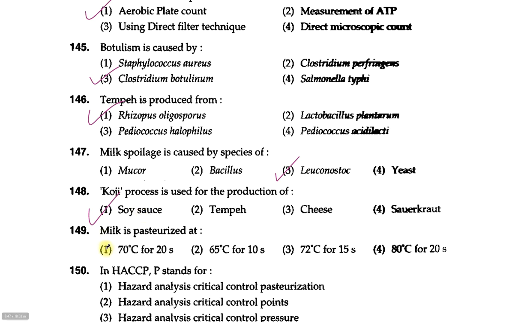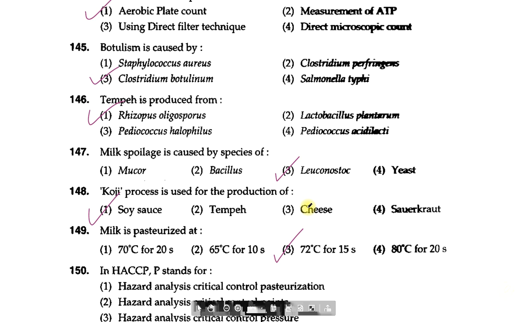Question 149. Milk is pasteurized at 1. 70 degrees for 20 minutes, 2. 65 degrees Celsius for 10 seconds, 3. 72 degrees Celsius for 15 seconds, 4. 80 degrees for 20 minutes. Here we can say that the option 3, 72 degrees Celsius for 15 seconds is correct. The original method was pasteurization at 62.5 degrees Celsius for 30 minutes. Now there are also higher temperatures and shorter holding times, for which 72 degrees Celsius for 15 seconds is the most appropriate here.